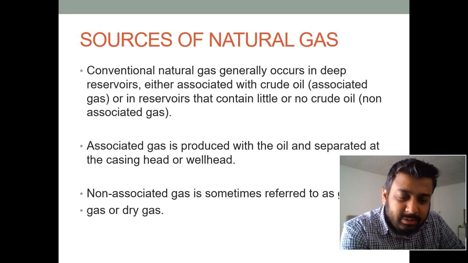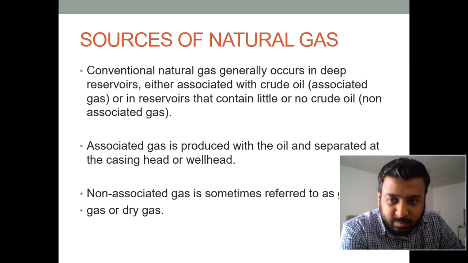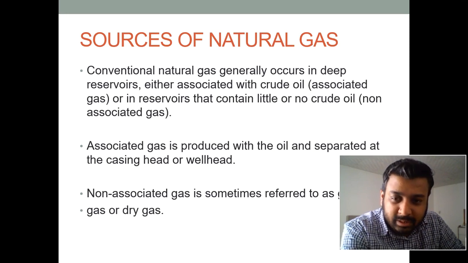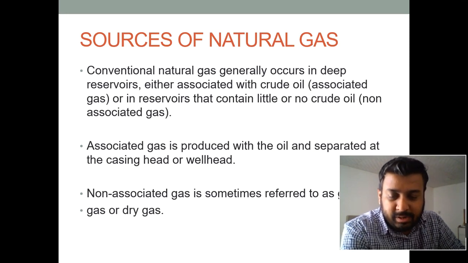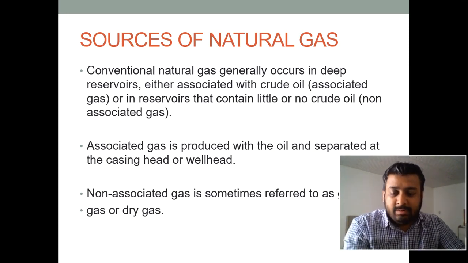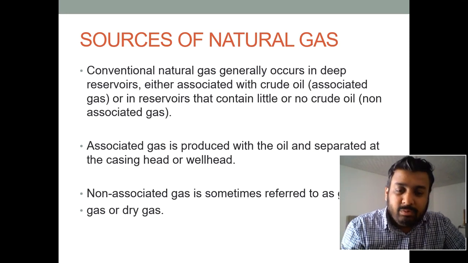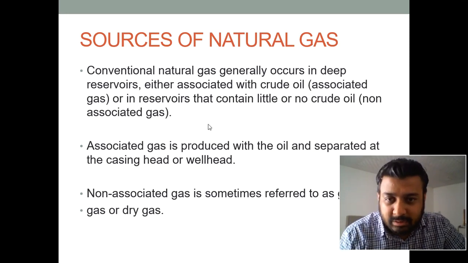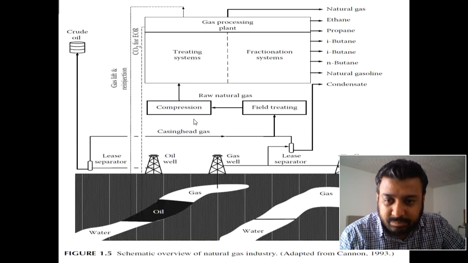So whatever plant we are going to design, it has to be based on the type of reservoir we are producing. If we have an associated gas, it goes through a different process. If we have a non-associated gas, it requires a different kind of plant. So we are going to discuss both sides and what is needed in order to achieve that.